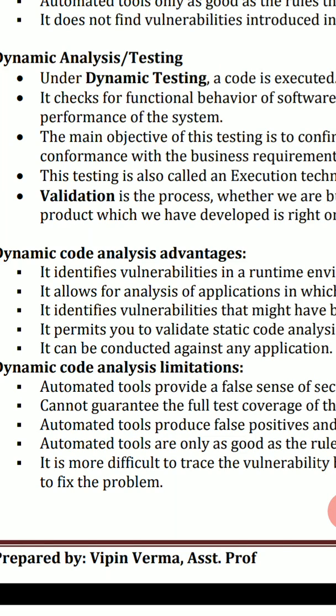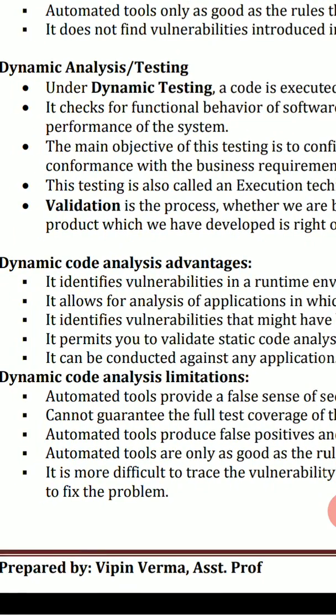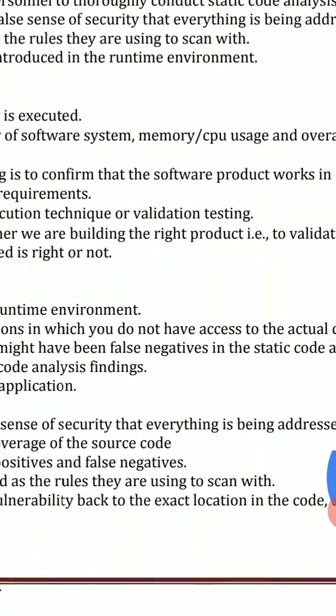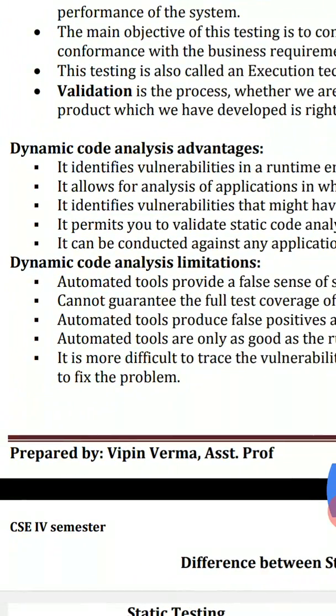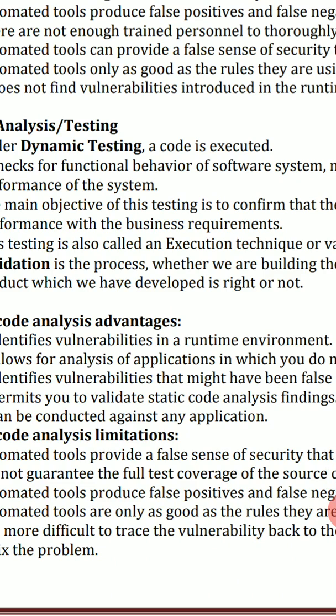So dynamic testing is also known as validation testing. Now what is validation? Validation is the process of checking whether we are building the right product, that is, to validate whether the product we have developed is right or not. That means in the validation methodology, we are checking whether the final product achieves all of the requirements or not.